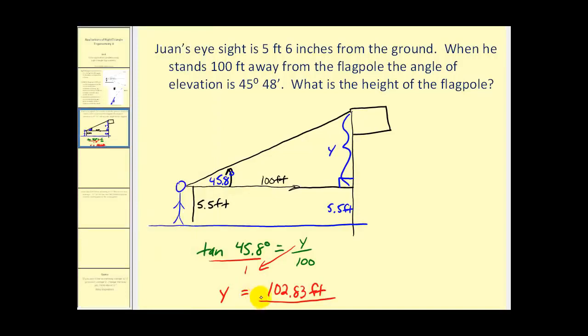Now be careful, that's not the height of the flag, because we still have to add 5.5 feet from his line of sight to the ground. So the total height of the flagpole would be 108.33 feet.